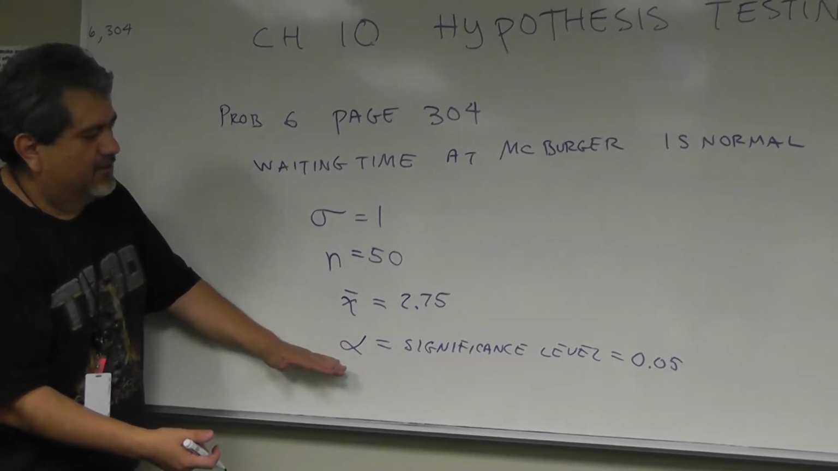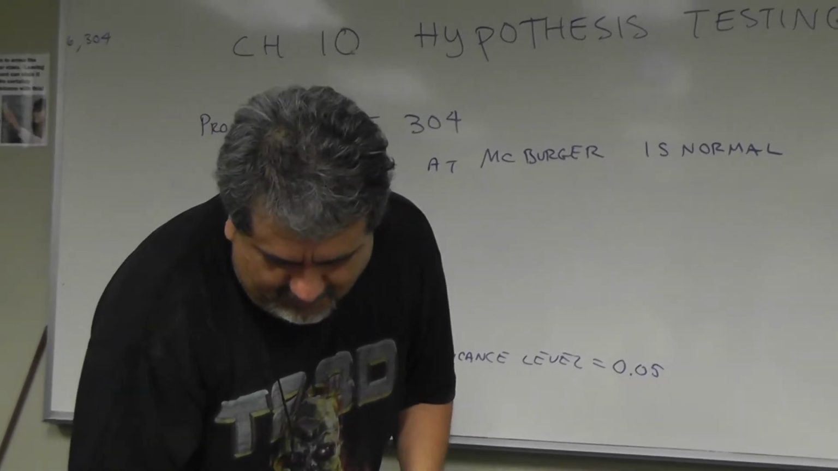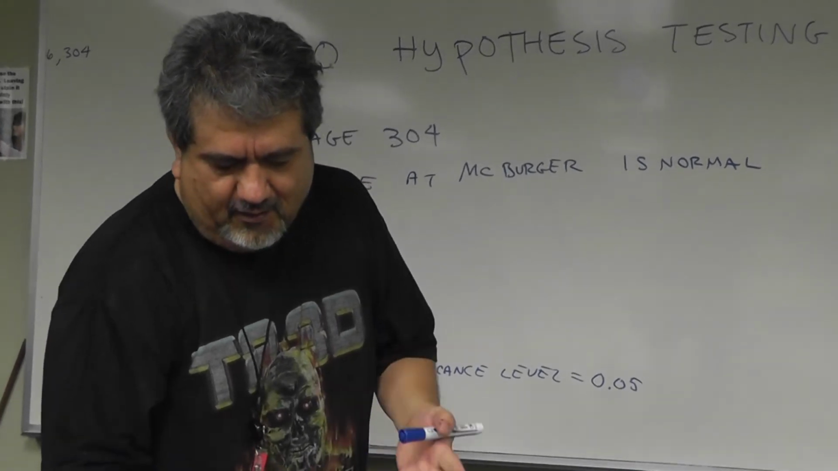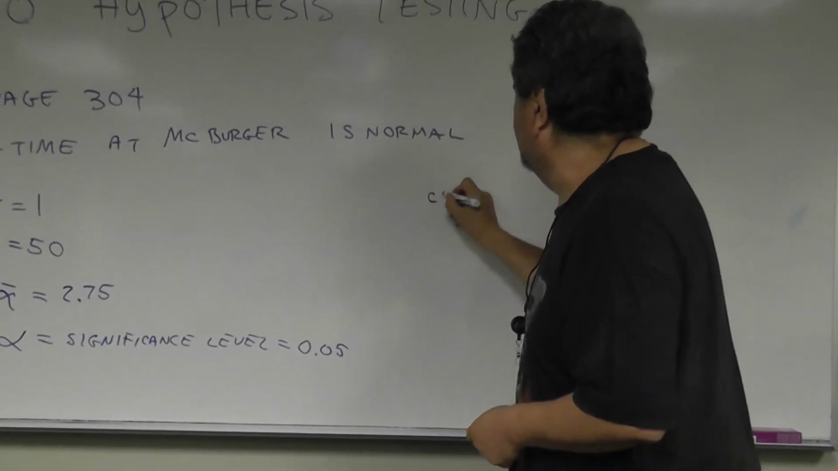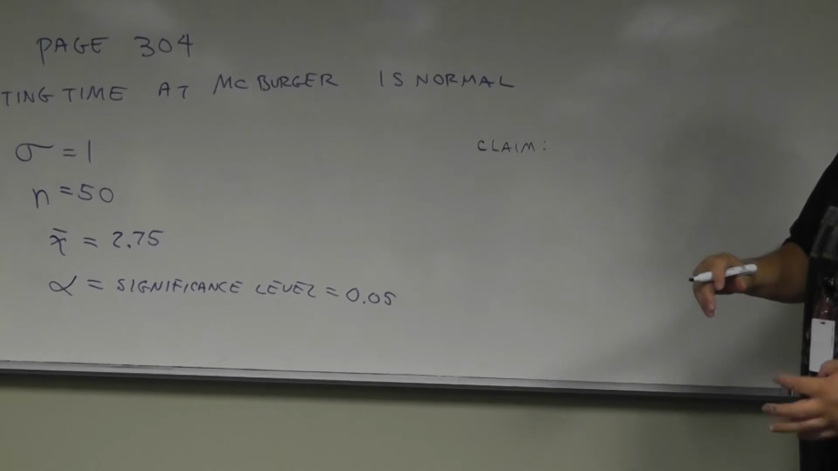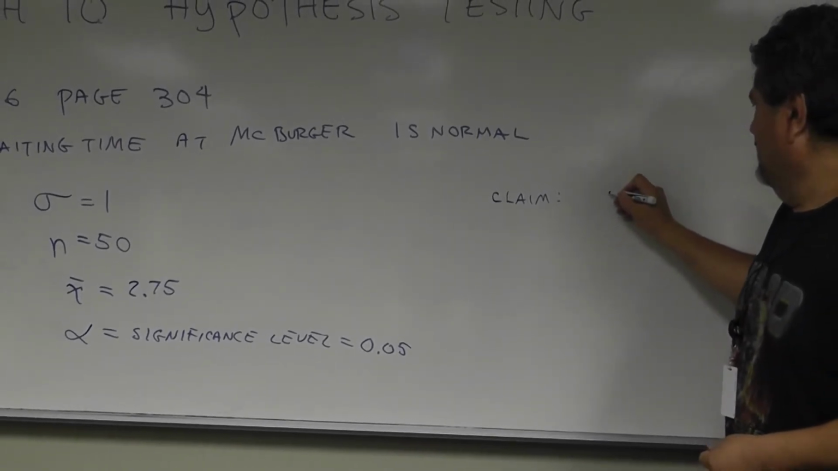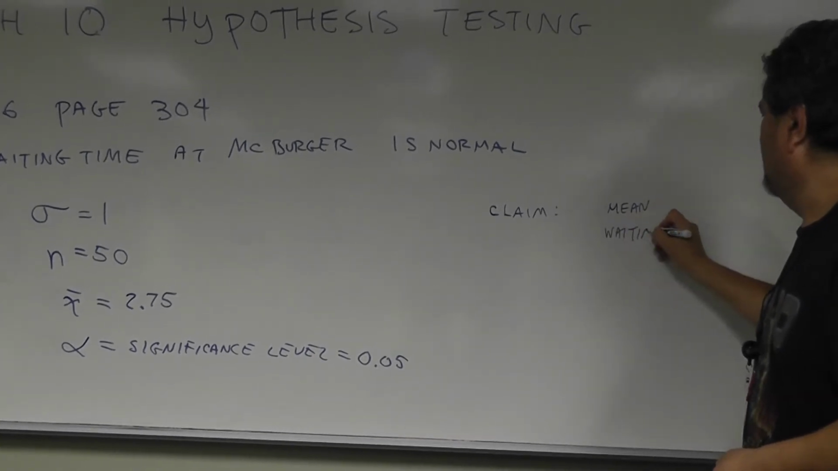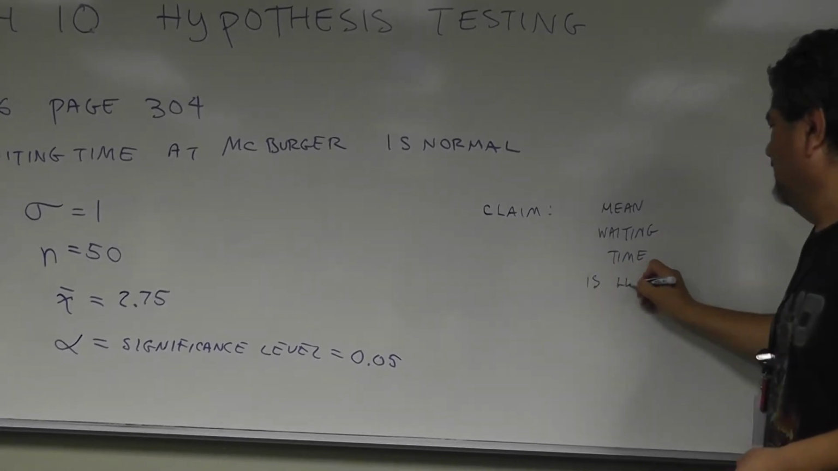All right, at the 0.05 level, the problem is, can we conclude that the mean waiting time is less than 3 minutes? This is the claim, or this is the question. Let me phrase it as a claim. Is it reasonable, or can we assume that the mean waiting time is less than 3 minutes?